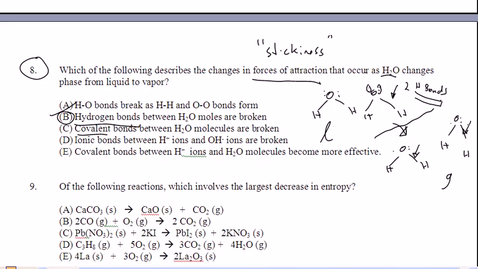Ionic bonds between hydrogen ions and hydroxide ions are broken. Not any ionic bonds. We don't have ions in solution here. Covalent bonds between hydrogen ions. Again, covalent bonds do not have ions. That's a function of metals in solution. We do not have any metals.